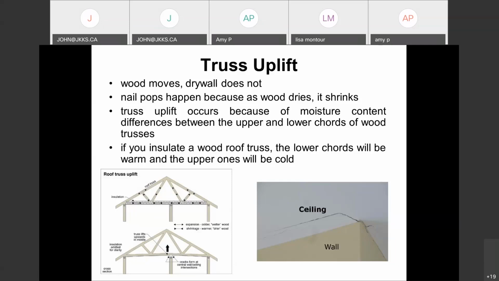Often what we see as a large gap becomes a smaller, more hairline gap, usually back in the summer when things settle down again and the temperature is more even.